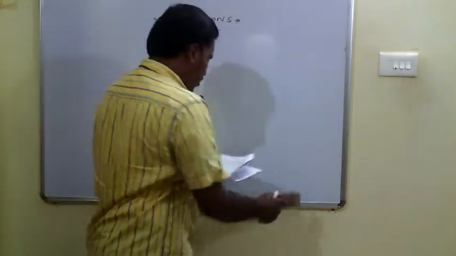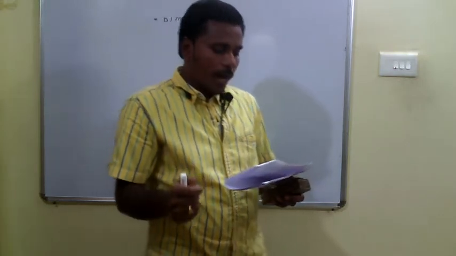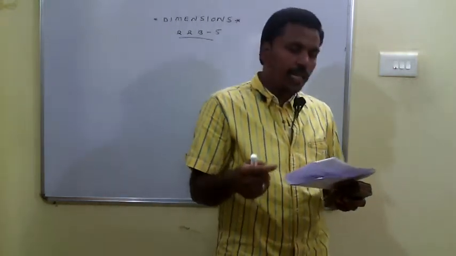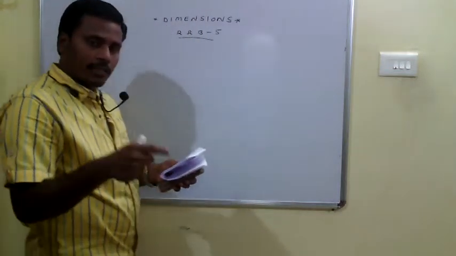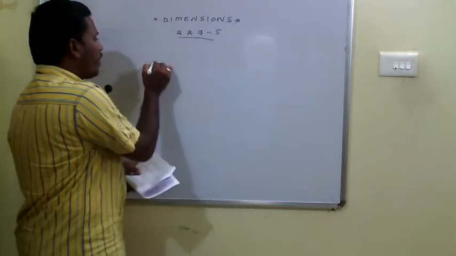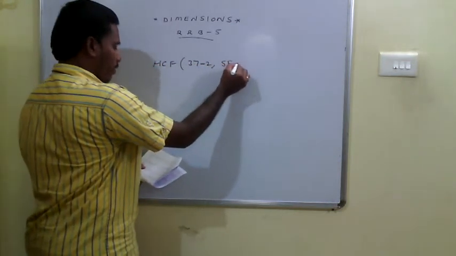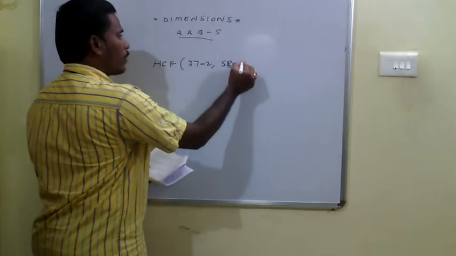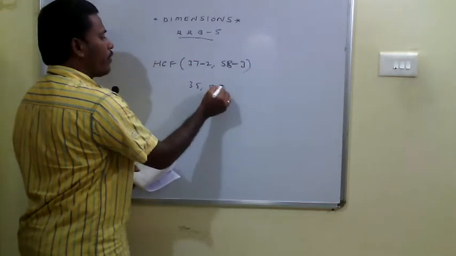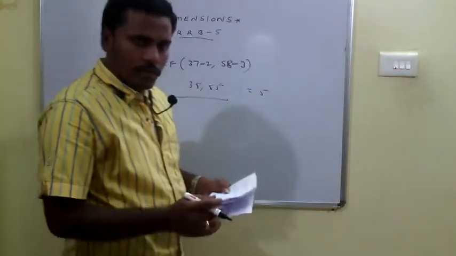Coming to the 68th, find the greatest number with which when we divide 37 and 58, it leaves the respective remainders 2 and 3. When we divide by 37, there is a remainder of 2. When we divide it by 58, there is a remainder of 3. So finally we need to find the HCF of 37 minus 2, comma, 58 minus 3, which is nothing but 35 comma 55. The HCF of these two numbers is 5. So your answer is 5.